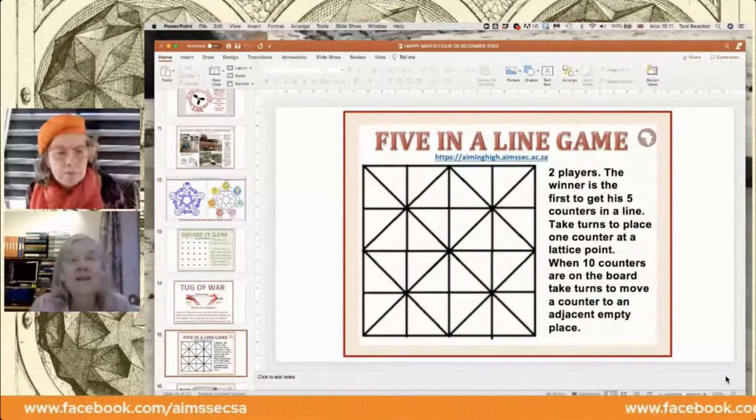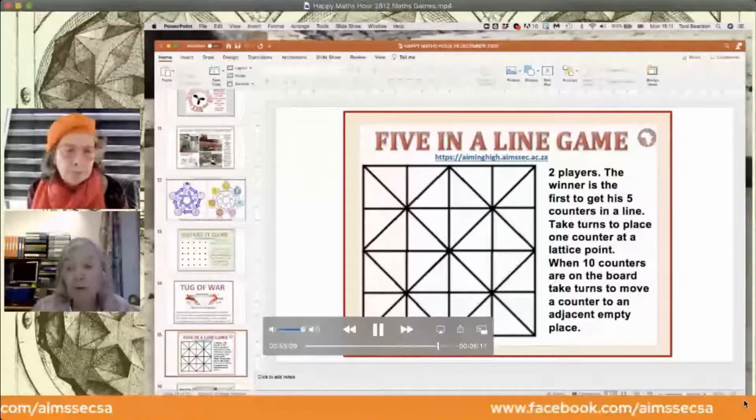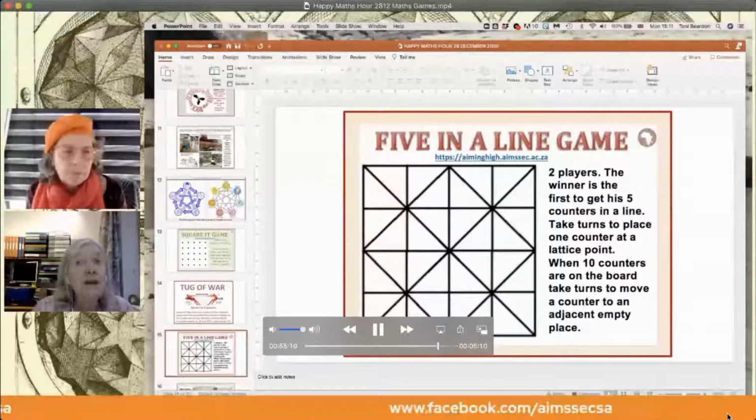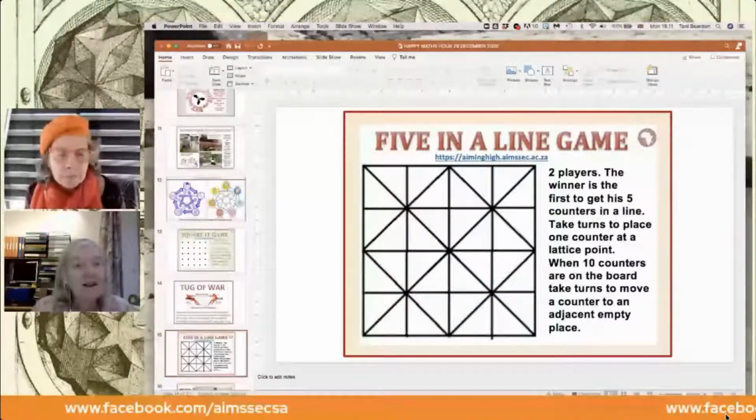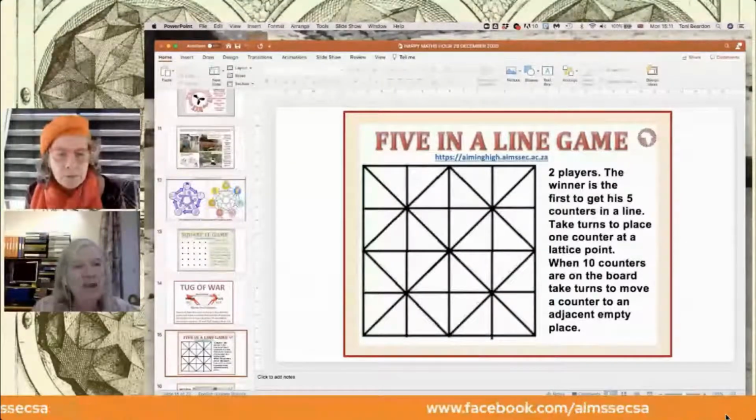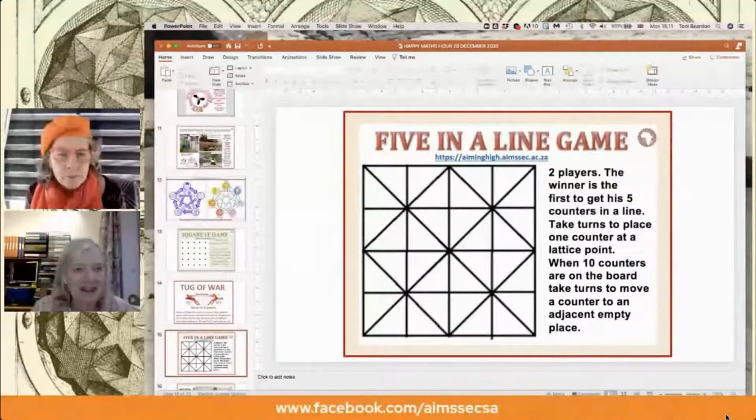Okay. So you play until you've got 10 counters on the board, and then you can move the counters one space to an adjacent space, and keep moving them until one player or the other gets a line.